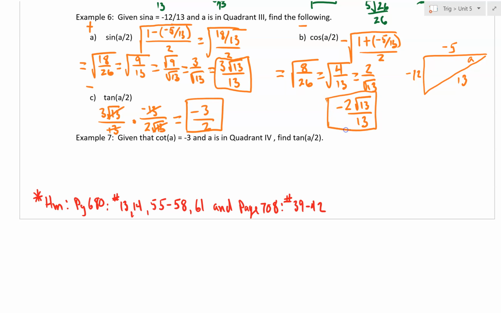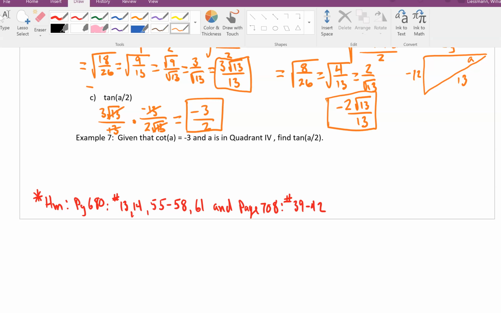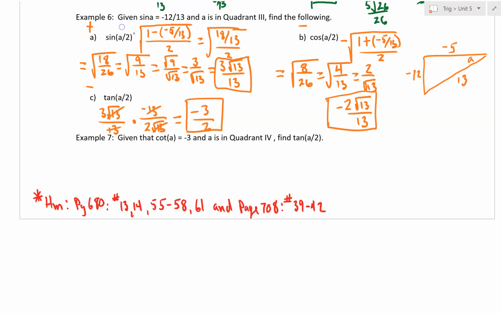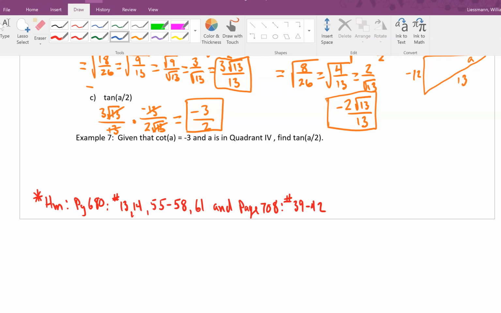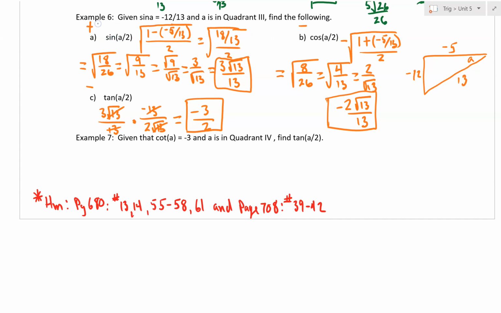Here were our 3 answers to this one. Notice we did come up with a negative answer for this one. So that's really kind of the goal here, is to make sure that we come up with the proper answers here in terms of pluses and minuses with all of the things that we're doing.